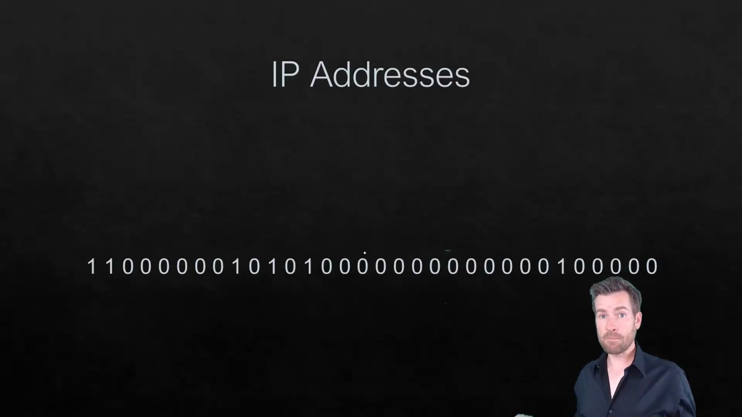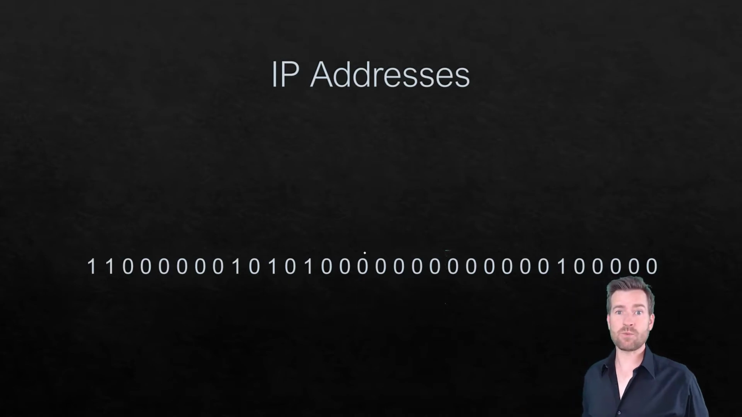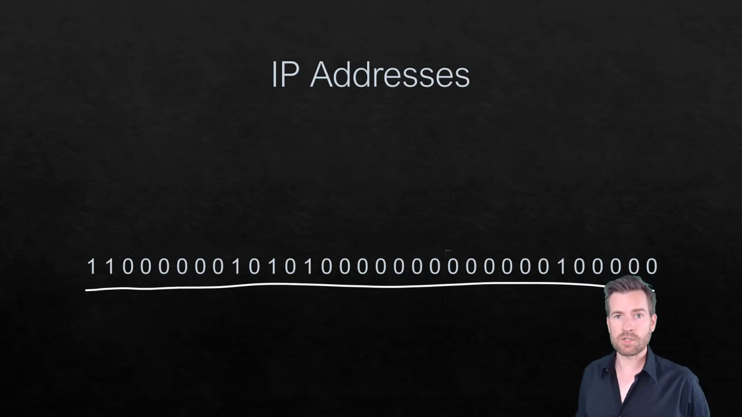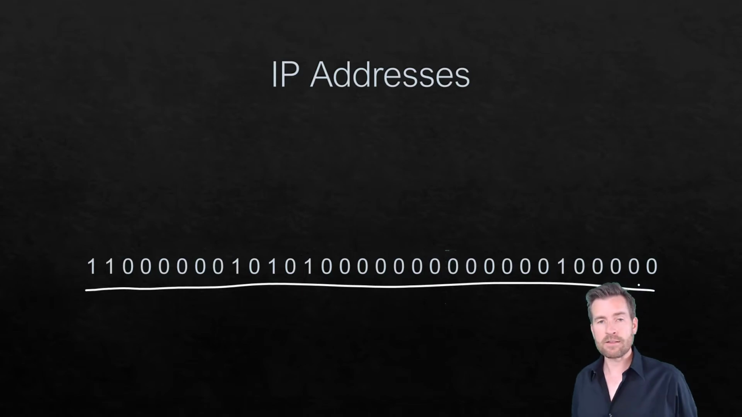Now, from what a computer sees, it just sees ones and zeros. So an IP address, when you boil it down, is just 32 bits, 32 ones and zeros. 2 to the 32nd power gives us more than 4.2 billion addresses. So this is what an IP address looks like from a computer standpoint.